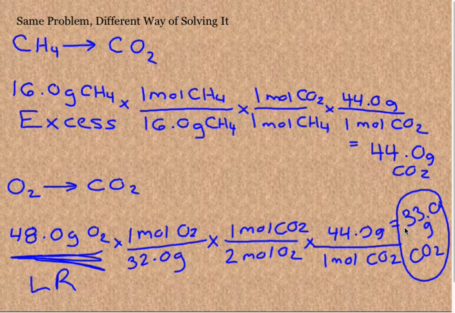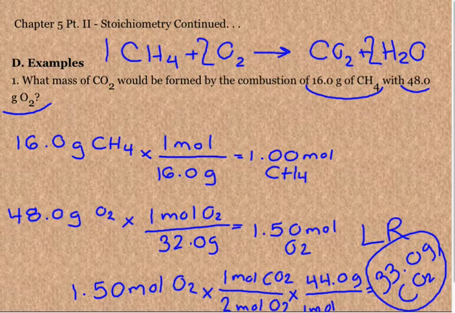When we're talking about limiting reactants, we're talking about the lower number. So when you look at your answers, you have 44 grams and you have 33 grams. You don't want the one that's higher, because that would mean you have the ability to keep going, and we don't. So the lower number is your answer, which is 33 grams, and you'll notice it's exactly the same answer as we got the other way.